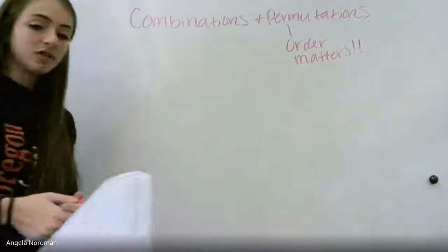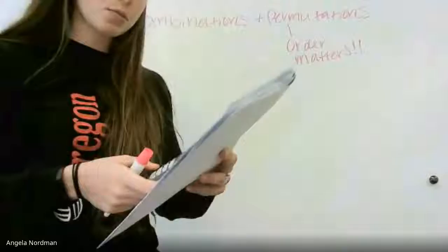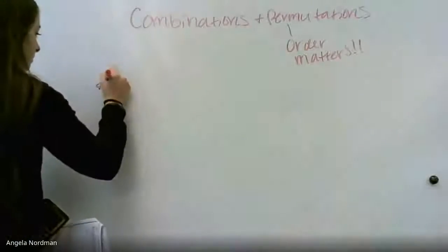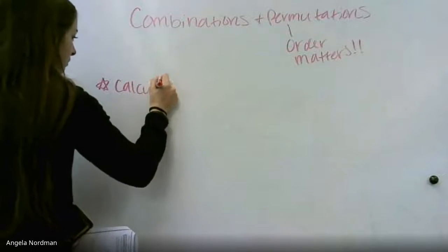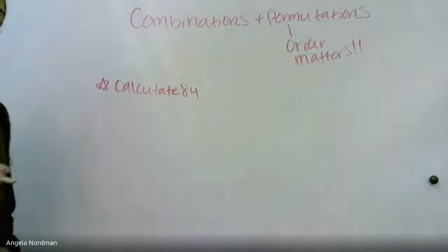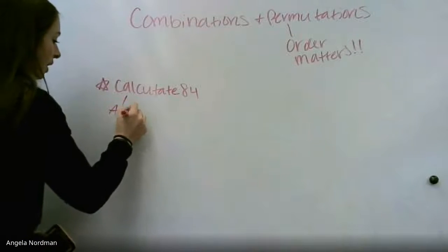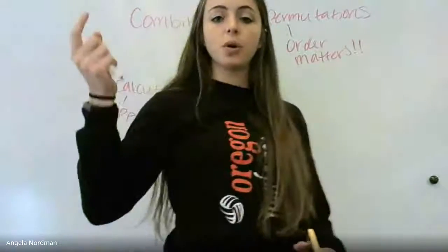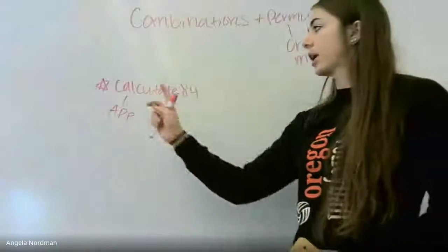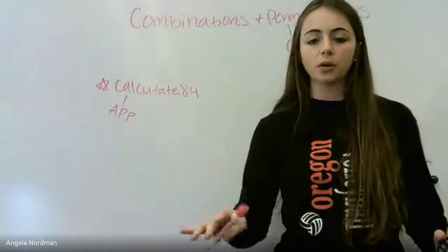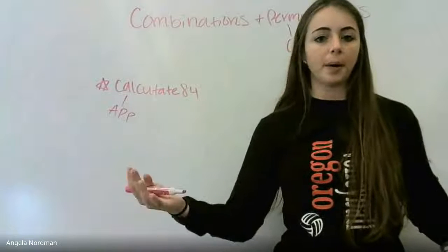You need a graphing calculator for this. Again, if you don't have one, try desmos.com, or Calculate 84, which is a great tool to use. This is an app in the Apple Store. It's one, free, two, no ads, and it works really well. So Calculate 84 is a great app. And if none of those things are going to work for you, Google free graphing calculator and it'll pop up.